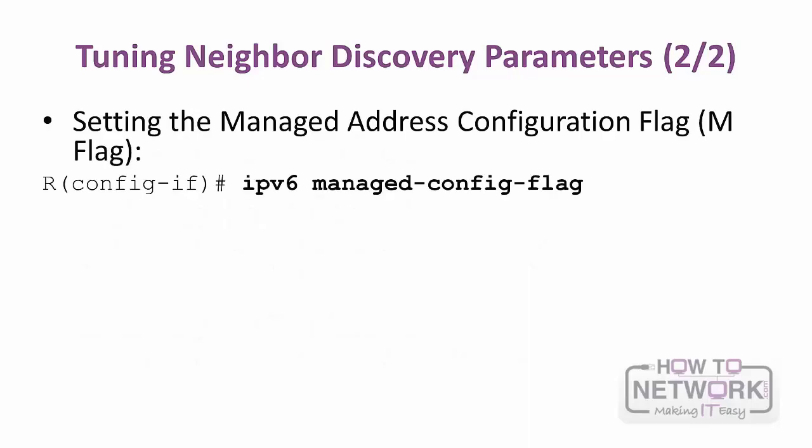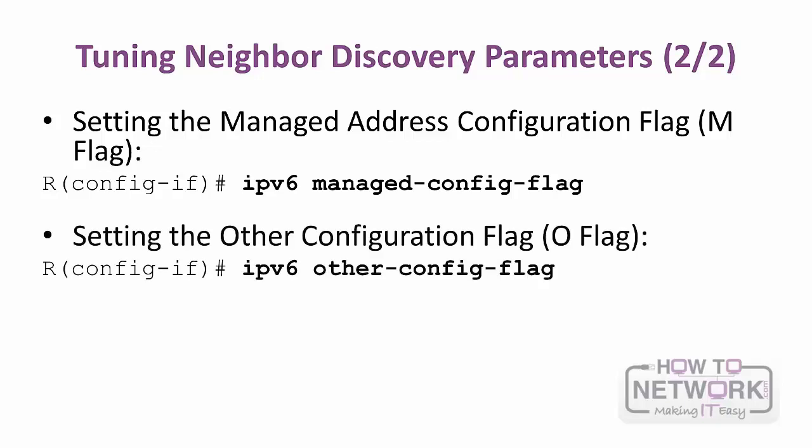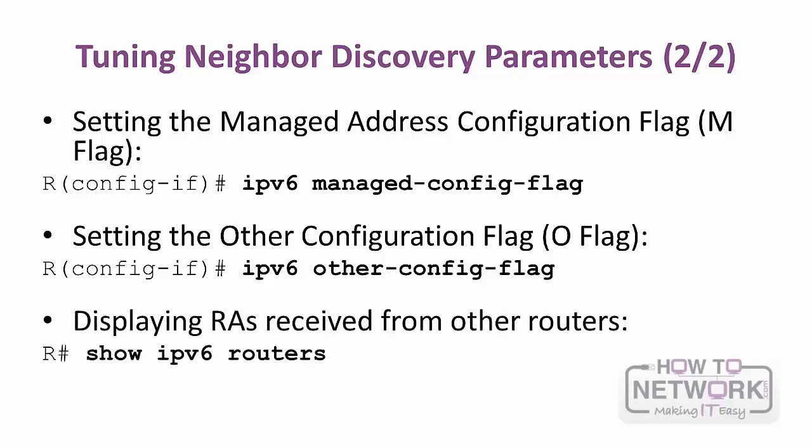To set the M flag to 1, telling hosts to use stateful DHCPv6 instead of stateless address auto-configuration for addressing information, the following interface level command is used. To set the O flag to 1, telling hosts that additional information is available from a DHCPv6 server, such as DNS-related information, the following interface level command is used. To display IPv6 router advertisement information received from other routers on the Ethernet, token ring, or FDDI link, the following command is used.